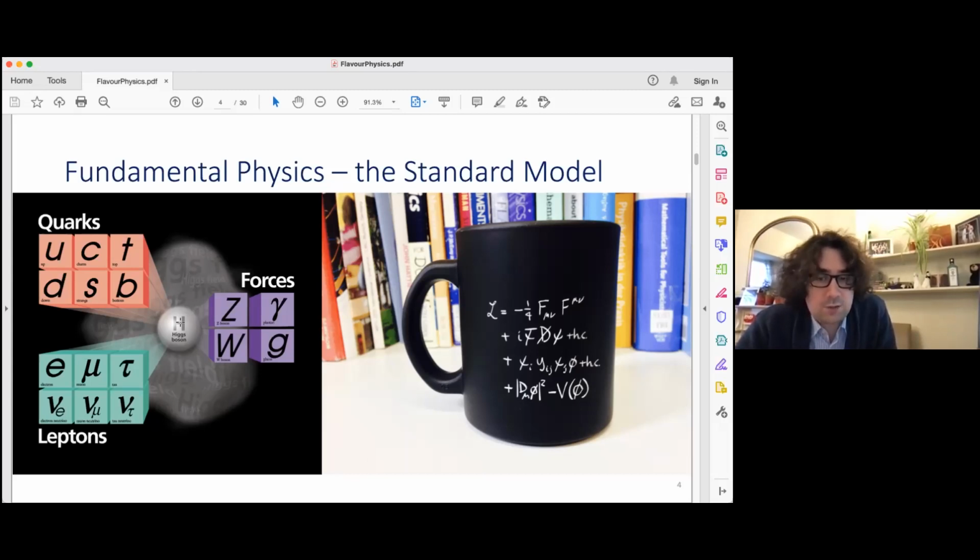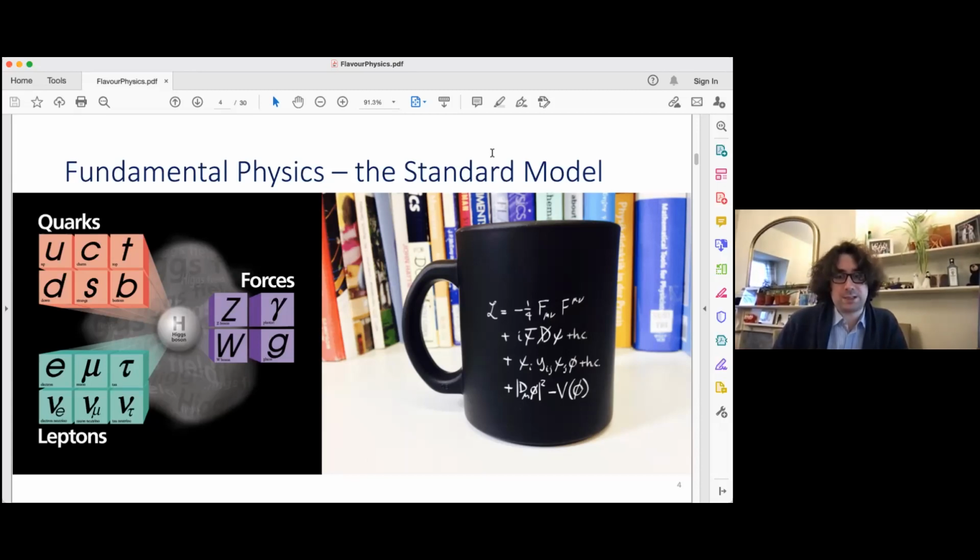Now, this is a Lagrangian for those of you who have come across it. For those of you that haven't come across Lagrangians, it's essentially a formulation of the dynamics of these different particles. It's saying this captures how these particles propagate, but it also captures how they interact with each other. And from this, you can get predictions. Now, this equation on the mug is vastly simplified. Within each term hides a whole bunch of other terms. But the fact that you can fit it all on one mug is quite impressive.